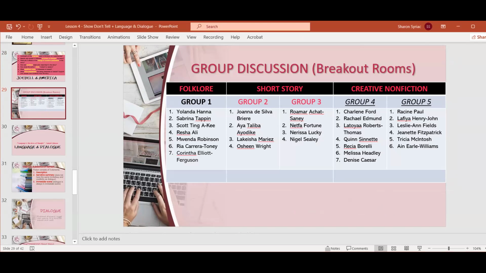So the folklore, group 1: Yolanda, Sabrina, Scott, Risha, Ali, Mawanda, Ria, and Corinthia. Group 2: Joanna, Aya, Lakeisha, and Oshin. Group 3: Roma, Netfa, Narissa, and Nigel. Group 4: Charlene, Rachel, Latoya, Quinn, Recia, Melissa, and Denise. And group 5: Racine, Lafia, Leslie-Ann, Jeanette, Trisha, and Anne.